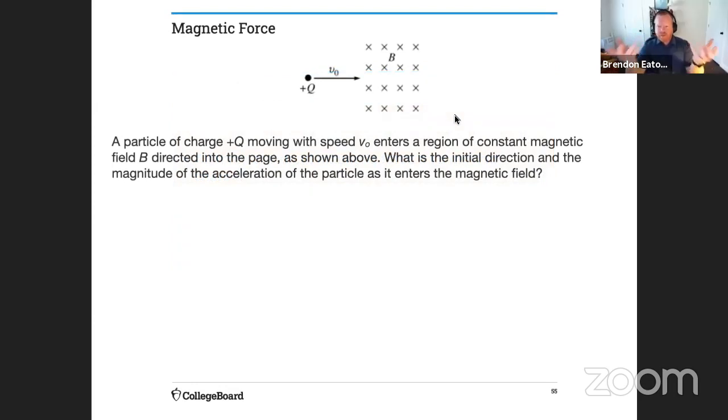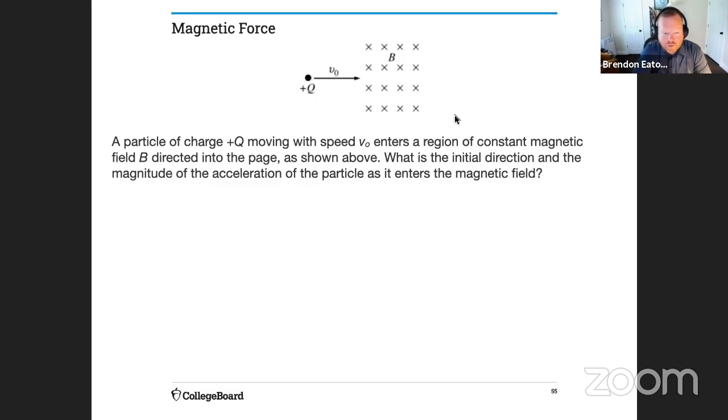Okay, so here you're given a diagram that shows a positive charge moving to the right with a speed of v naught, and it enters a region of constant magnetic field B directed into the page. Something we didn't review with you: when you see X's, that's kind of like the back of an arrow sticking into a target. That's the fletching. And so that's the arrow pointing into the page. And when you see dots, hopefully you remember that dots mean the field is out of the page. Now this field is directed into the page. The charge is coming in from the left-hand side, and you are expected to find the initial direction and the magnitude of the acceleration of the particle as it enters the magnetic field.